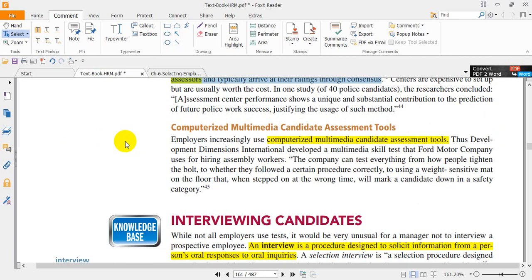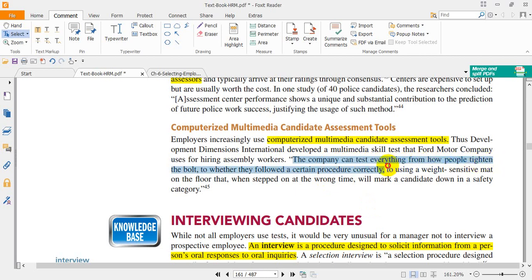So the last type of selection tests is computerized multimedia candidate assessment tools. Employers increasingly use computerized multimedia candidate assessment tools. Thus, Development Dimensions International developed a multimedia skill test that Ford Motor Company uses for hiring assembly workers. They use this test to hire assembly workers. The company can test everything in this type.